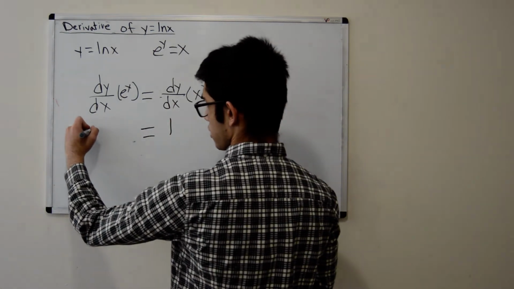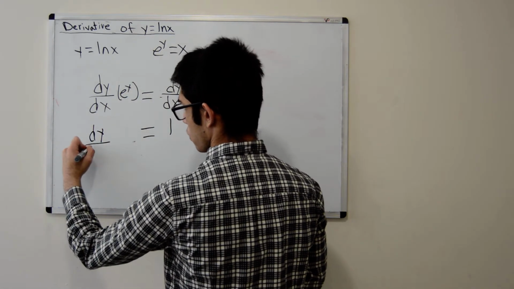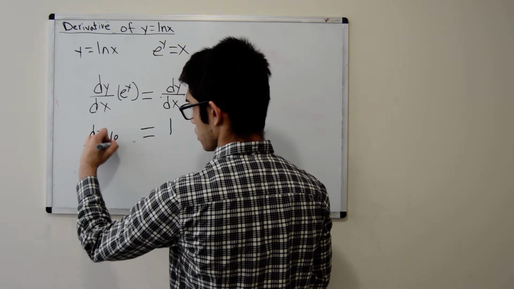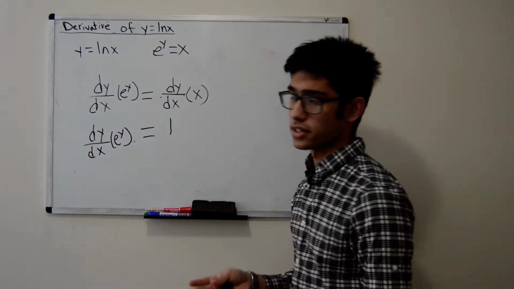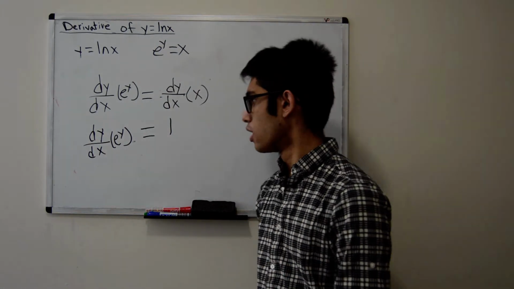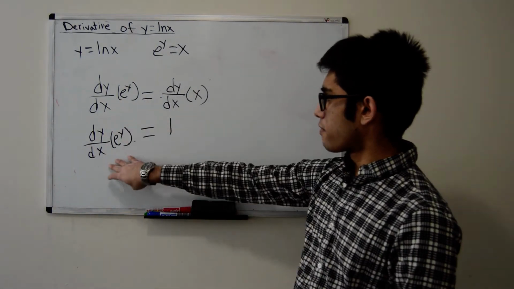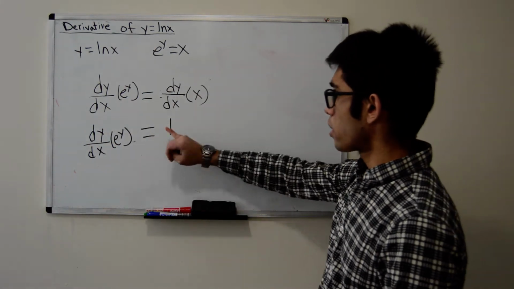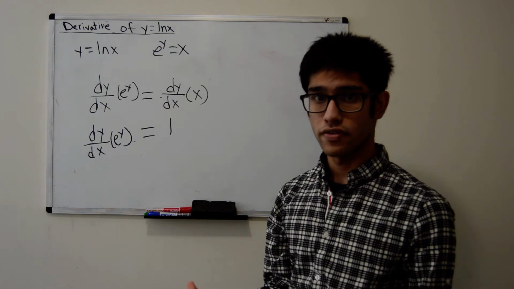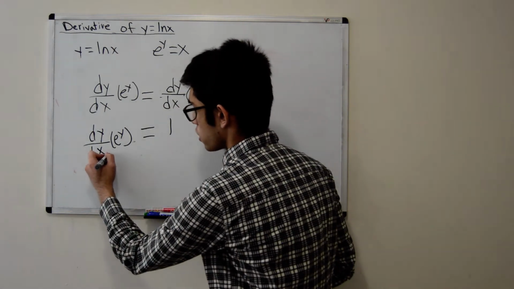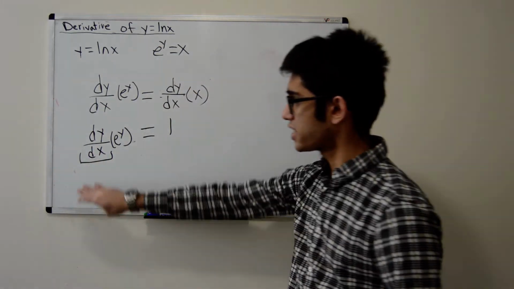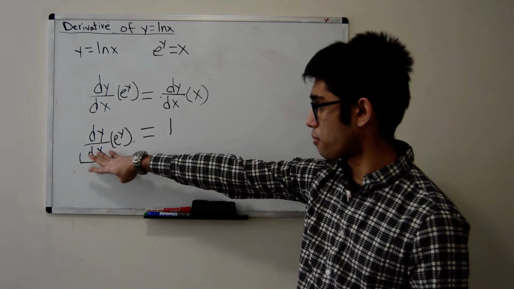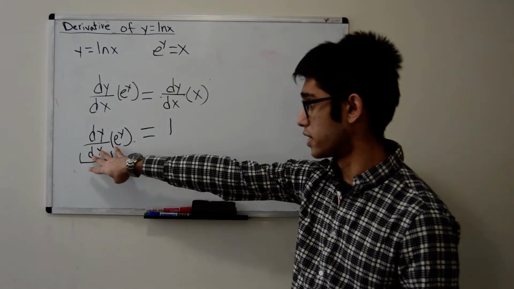So this can, again, just be dy over dx multiplied by e to the y, because I have to multiply the inside, outside, chain rule. Okay, so I basically have the same expression here and here, so that's pretty neat. Now, what am I trying to look for? I'm trying to look for the derivative, dy dx. I am trying to isolate this operator here. I want to know what the derivative is.